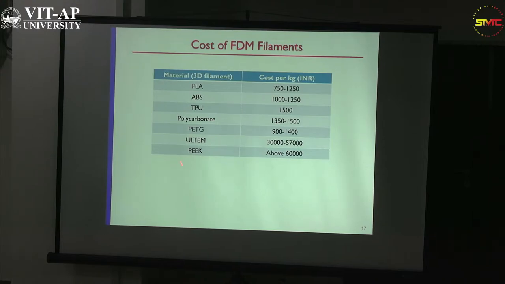Here, on the left-hand side, you have the 3D printable filaments. You can see the cost per kg in Indian rupees. PLA is the cheapest, 750 to 1250. ABS is around 1000 to 1250. TPU is 1500. Polycarbonate is around 1300 to 1500. And how much is Ultem?